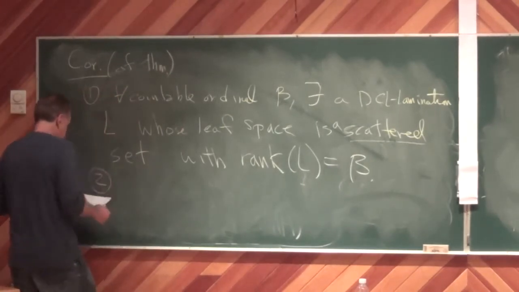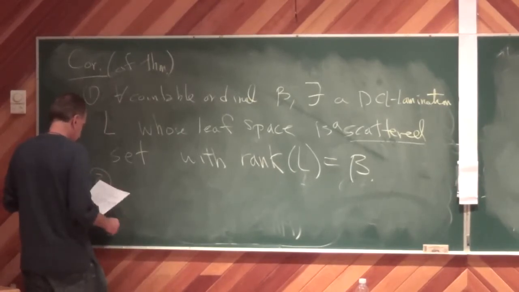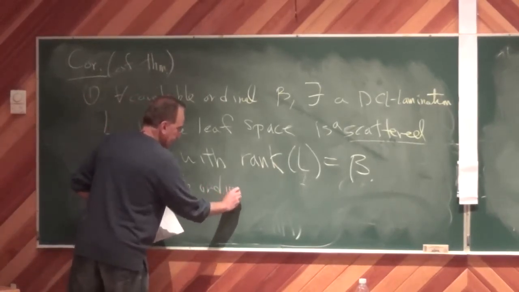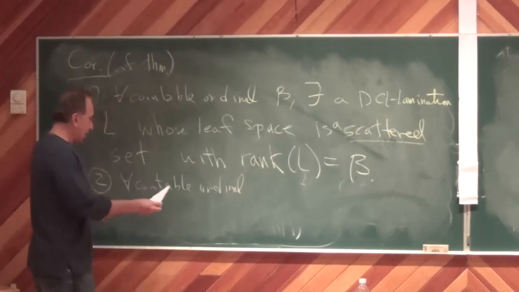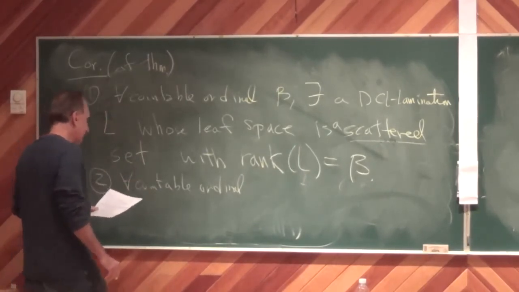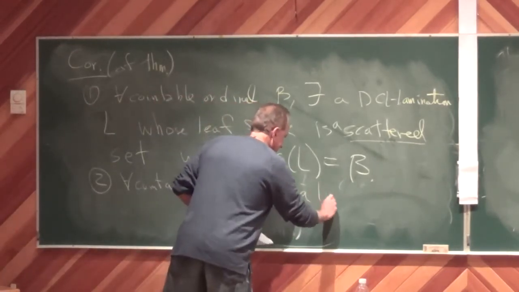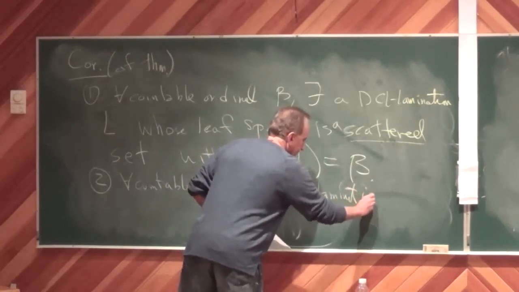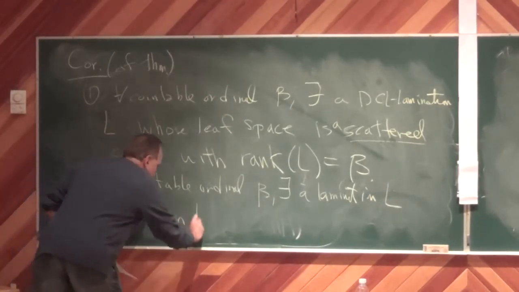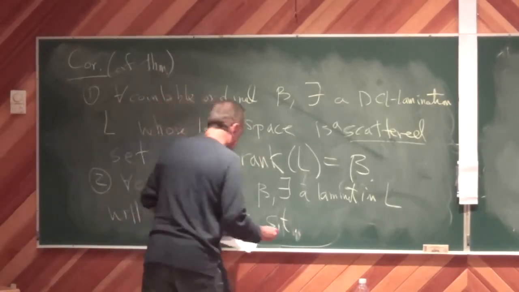Then on the other side, we have, for every countable ordinal beta, there exists a lamination L with all open leaves, and rank beta. So when this rank occurs, it's empty set equals empty set, or whatever, up by one.